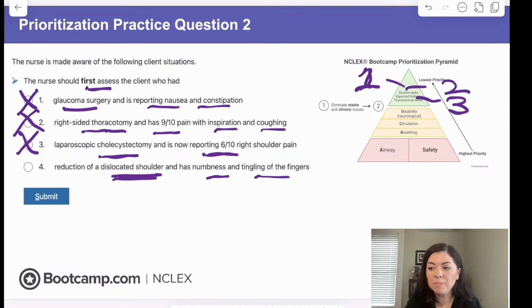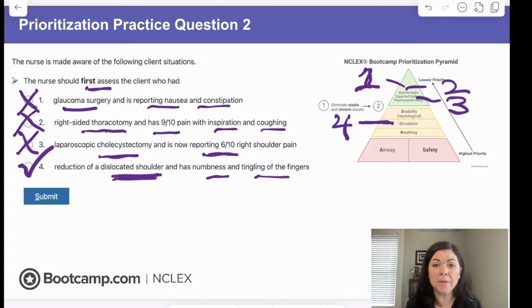So anytime you have a client with an extremity injury and distal to that injury, you are seeing numbness, tingling, maybe it's pale, or it's really cold. Those are all signs that the area is probably not getting enough blood flow, and that can be very concerning. And if it's not addressed, you can lose the limb. So that is a very high priority. Okay, so once again, if we look over at our pyramid, option 4 is a circulatory issue. So that makes it the highest priority.